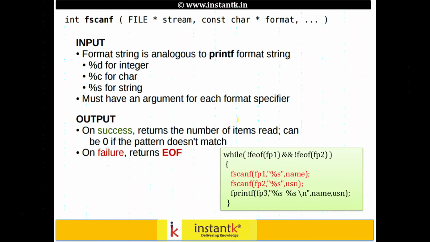fscanf is similar to regular scanf, but it is for the file. The only addition is that it takes the file stream, like what we are given here. And the same scanf conversions apply here also: %d for integer, %c for character, %s for string. On success it returns the number of items read. On failure it returns EOF.